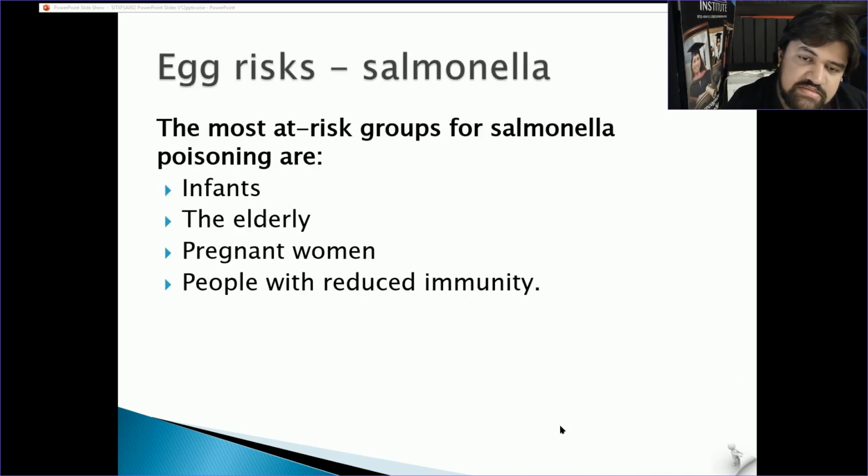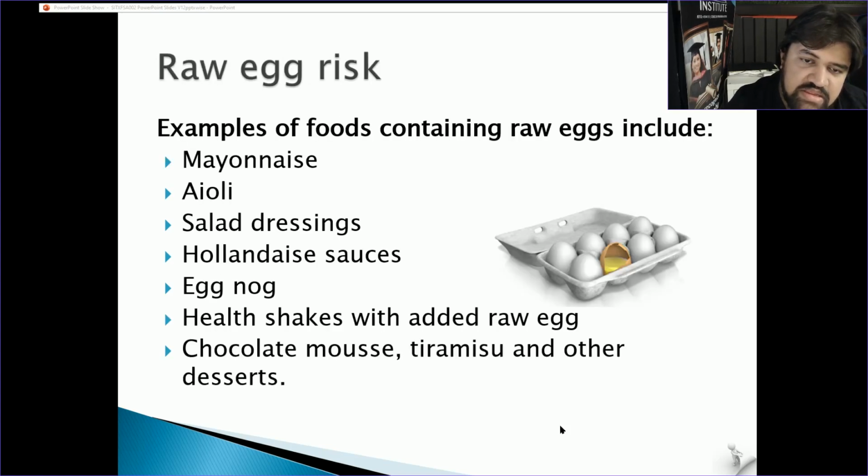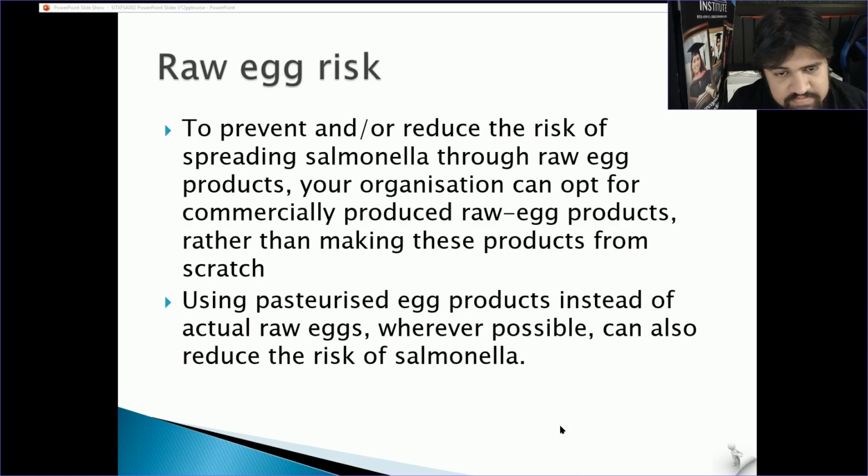Egg risks, so salmonella. The most at-risk groups for salmonella are infants, the elderly, pregnant women, people with reduced immunity. Think about raw eggs. Examples of food containing raw eggs include mayonnaise, aioli, salad dressings, hollandaise sauces, eggnog, health shakes with added raw egg, chocolate mousse, tiramisu, and many other desserts.